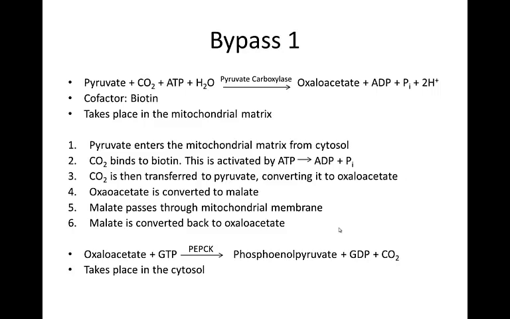Since there are no channels to transport oxaloacetate out of the mitochondria, it is converted to malate. Once it is converted to malate, it can pass through the mitochondrial membrane through transporters into the cytosol, where it is converted back to oxaloacetate. Once in the cytosol, the second enzyme of this step is used. Phosphoenolpyruvate carboxykinase, or PEPCK, then converts oxaloacetate to phosphoenolpyruvate by using the reaction of GTP to GDP.